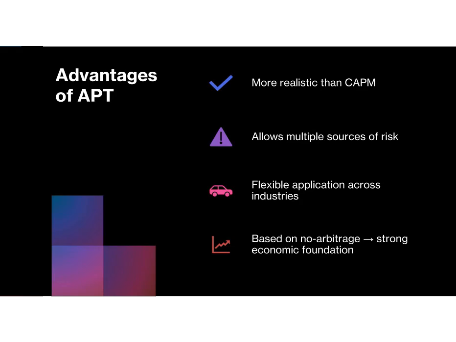The arbitrage pricing theory offers several advantages worth noting. First, it provides a more realistic approach compared to CAPM because it acknowledges that multiple factors influence asset returns, rather than just one market factor. This means it allows for multiple sources of risk, which better reflects how different economic variables impact investments. Additionally, the theory is flexible enough to be applied across various industries, making it a versatile tool for financial analysis. Finally, because it is based on the no arbitrage principle, it rests on a solid economic foundation, ensuring consistency and robustness in pricing assets. These strengths make APT a valuable model for understanding and managing financial risk.